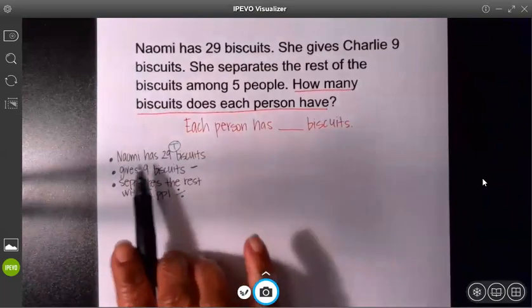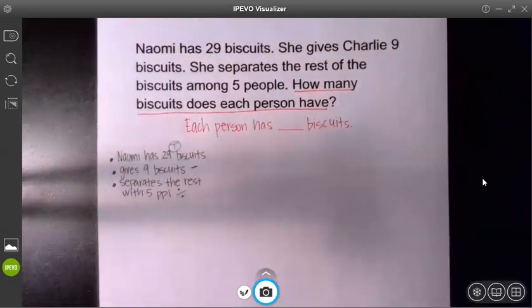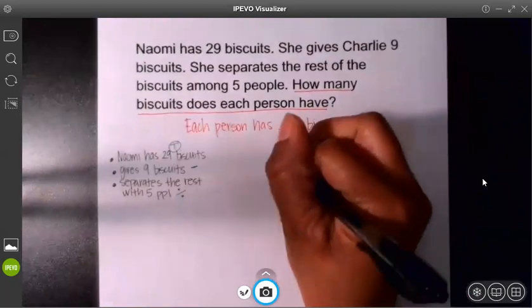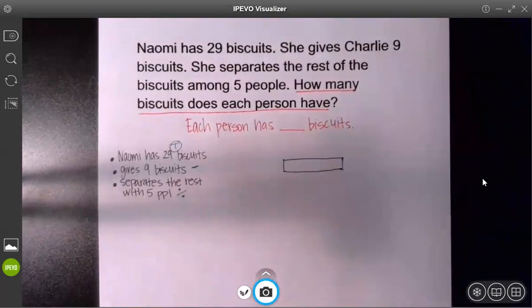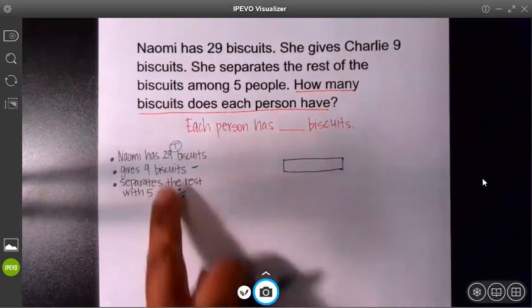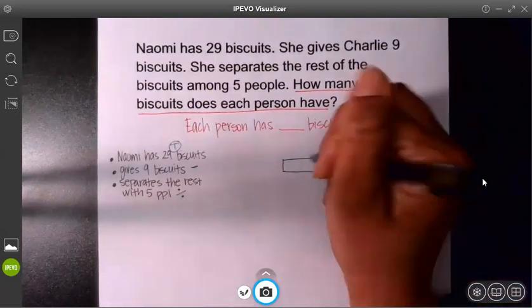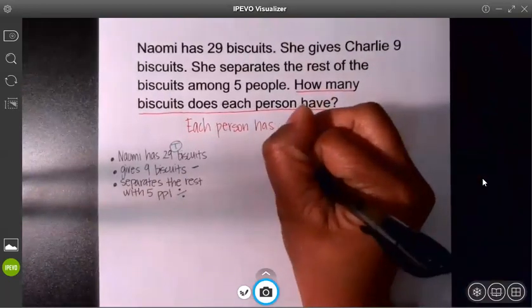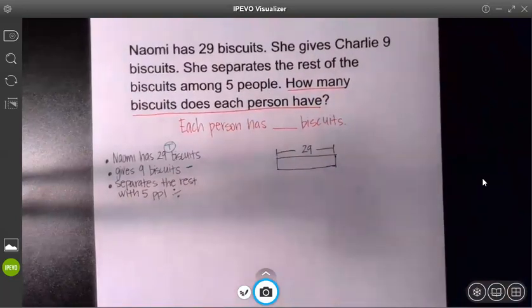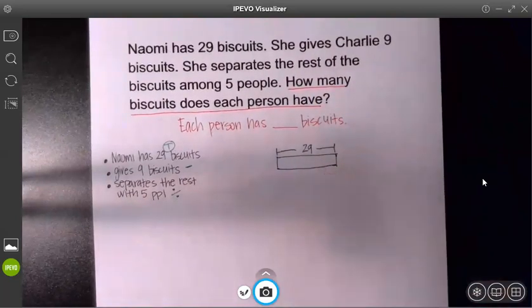So we know that she has 29 biscuits. We also made a note that that is a total. So I am going to draw a bar just like that. And at the top of it, I'm going to write 29 because that is going to be our total. Okay, so this bar is representing the total amount that Naomi has, which is 29. That's going to be the total amount.